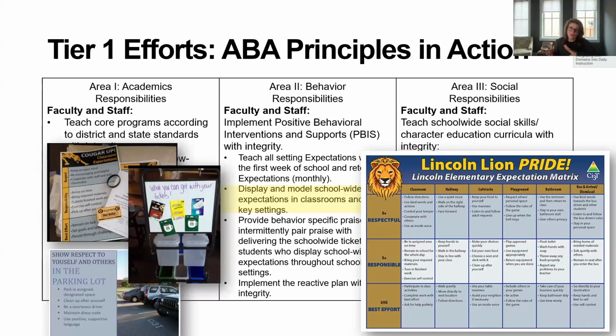You're seeing some pictures right now, real pictures from real schools. The one on the left with cougars, that was from a middle school, and all the kids got not only the tickets, but they got wristbands. The educators wore them as well.